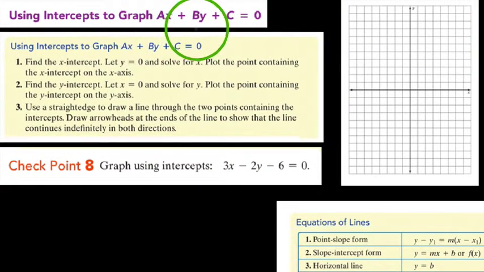Now I have to tell you that there are times in which graphing out of general form is actually a really convenient thing to do. One way that we do this without putting it into slope-intercept form is by using intercepts.